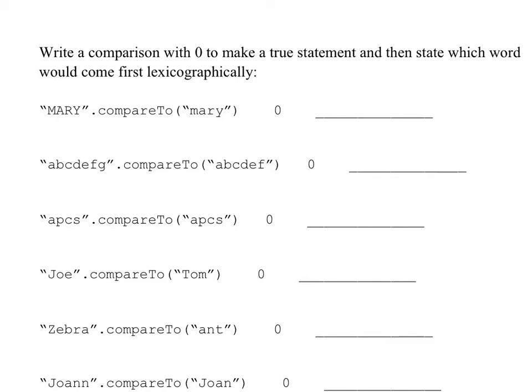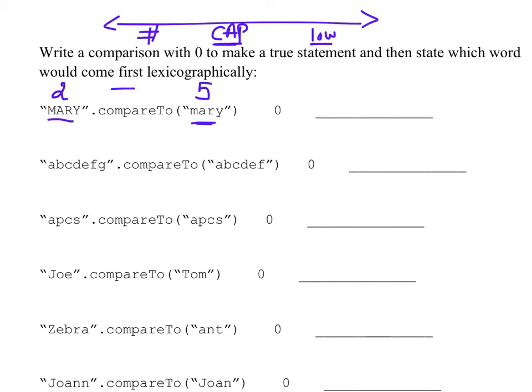So if you think about the number line, remember it's numbers, capital letters, and then lowercase letters. Okay, that's your number line for low and high lexicographically. All right. Mary, all capital letters, so that's here. And Mary, all lowercase letters, that's here. So Mary is lower on the number line, so that's like the 2. And this one, so 2 minus 5.